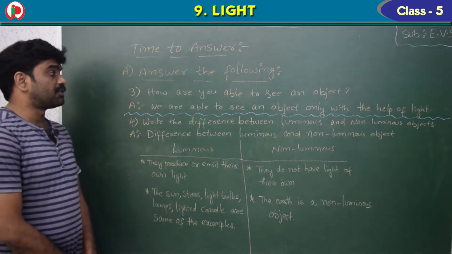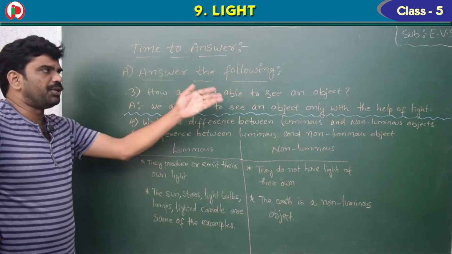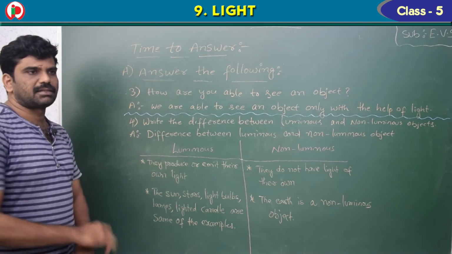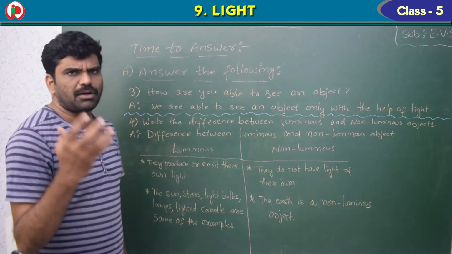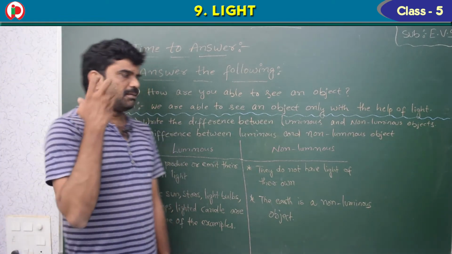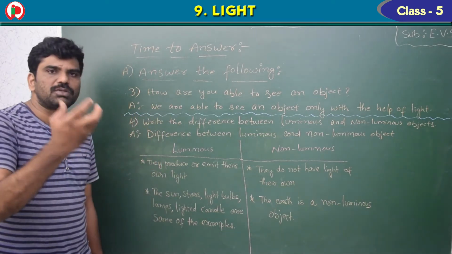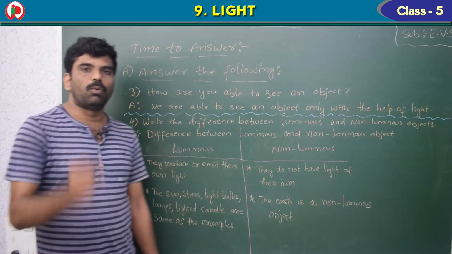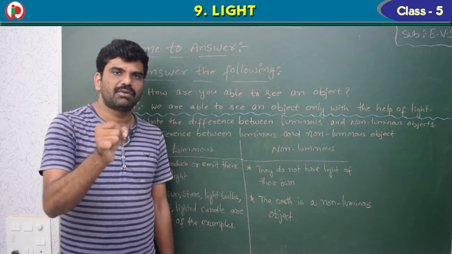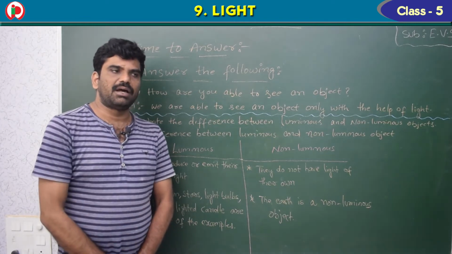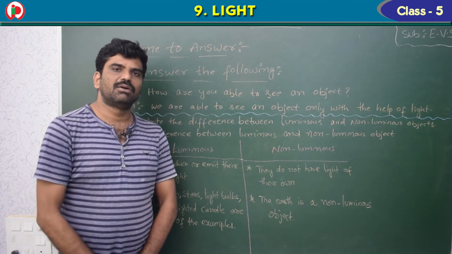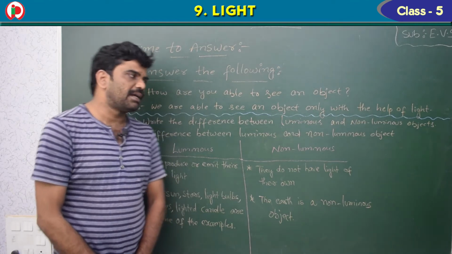Children, now see the third question. How are you able to see an object? Yes, we see many objects, but how are you able to see? The answer is, we are able to see an object only with the help of light.